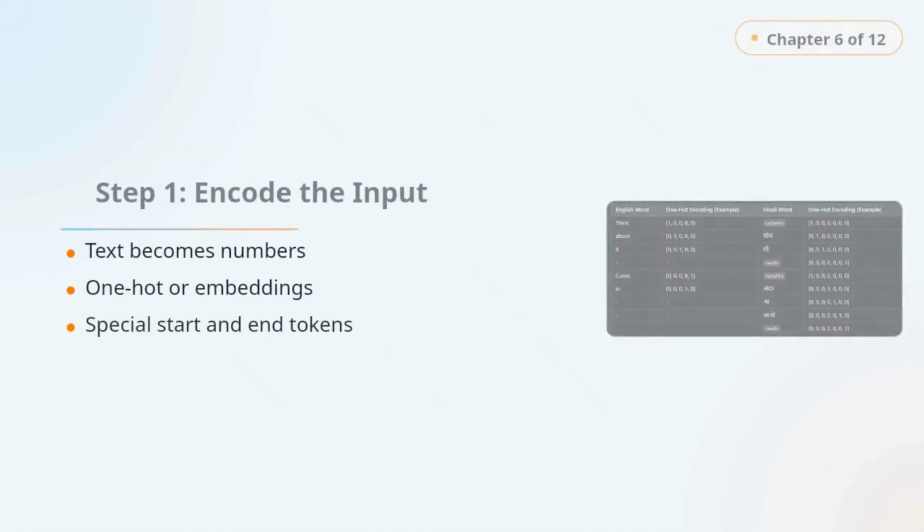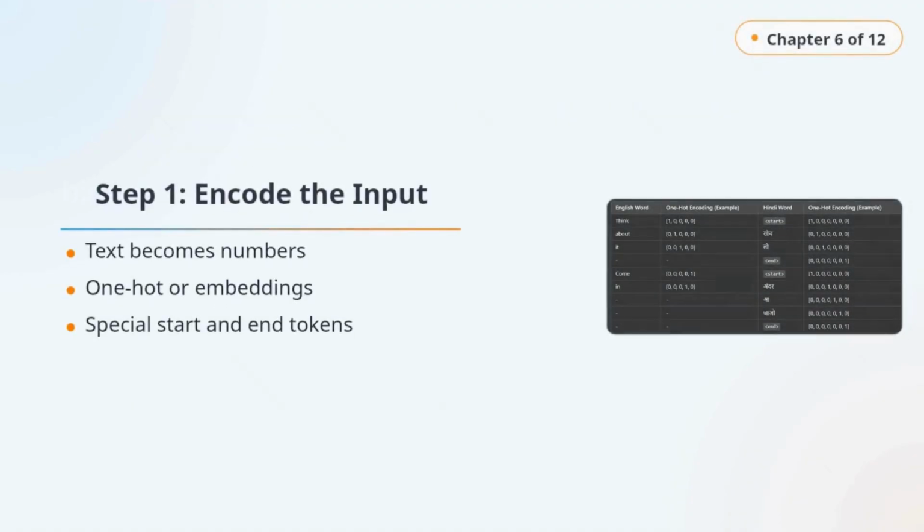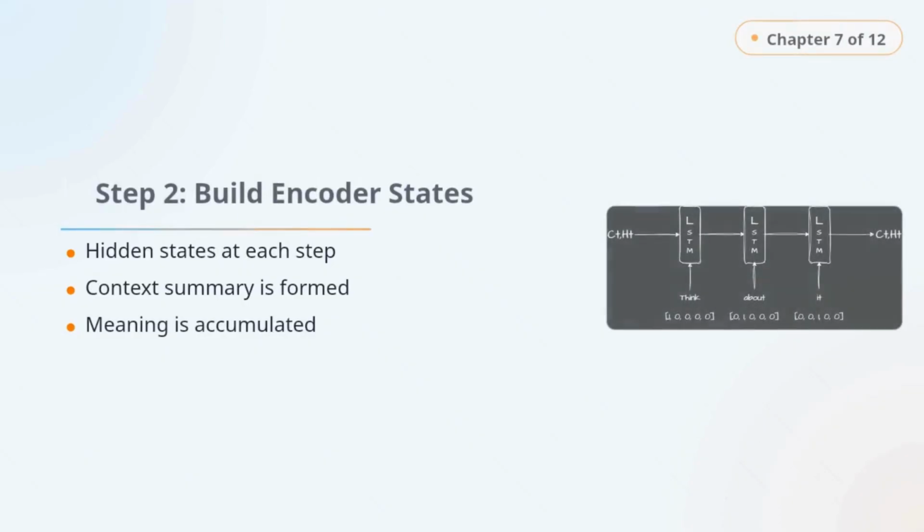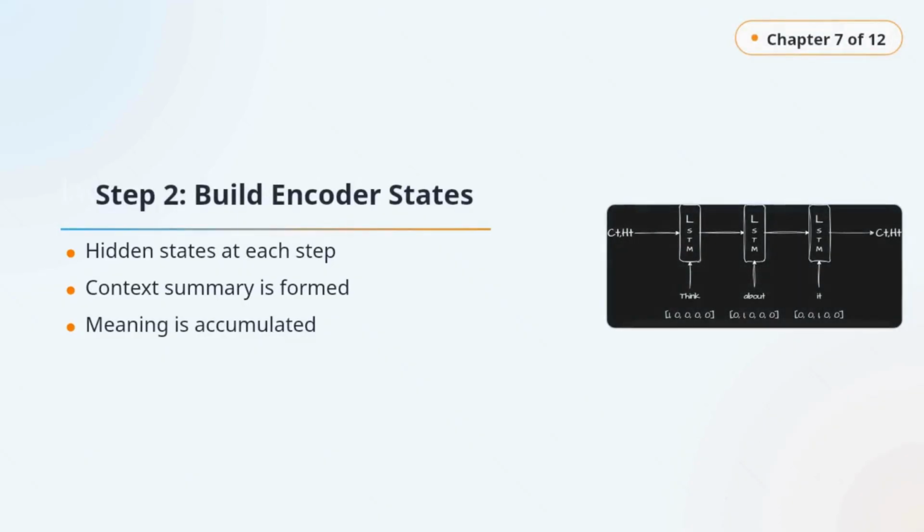To train a sequence model, words must first be converted into numbers. The article uses one-hot encoding for simplicity, though modern systems usually use embeddings. On the output side, special tokens like start and end are added, so the decoder knows when to begin and stop generating. As the encoder reads each token, it produces hidden states. These hidden states capture both the current word and the previous context. In older seq-to-seq style systems, the model tries to summarize the full sentence into a compact context representation, which is then passed to the decoder.